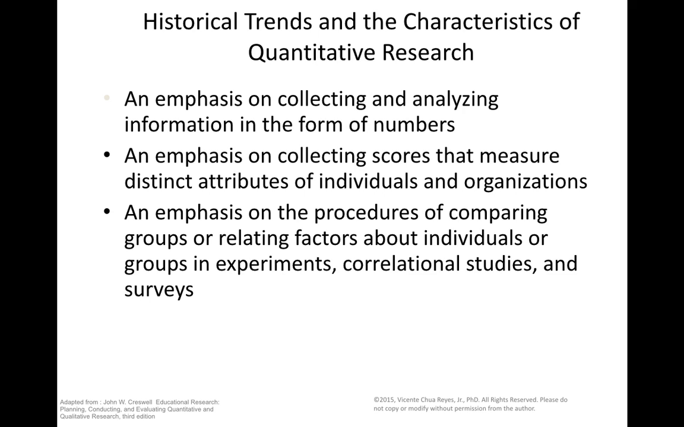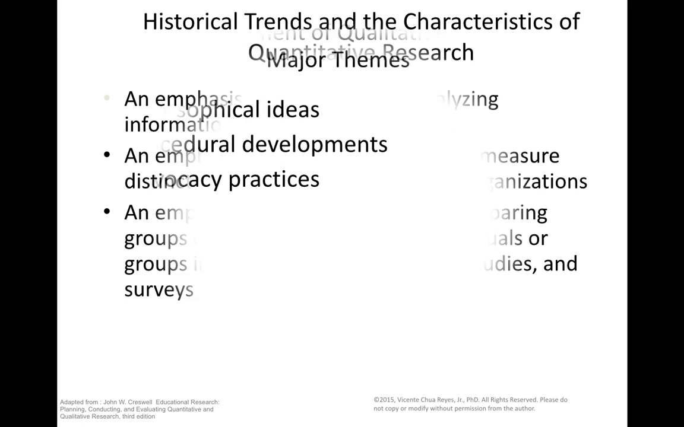An emphasis on collecting and analyzing information in the form of numbers is a characteristic of the historical trend of quantitative research. There's also an emphasis on collecting scores that measure distinct attributes of individuals and organizations. And there was an emphasis on the procedures of comparing groups or relating factors about individuals or groups in experiments, correlational studies, and surveys.